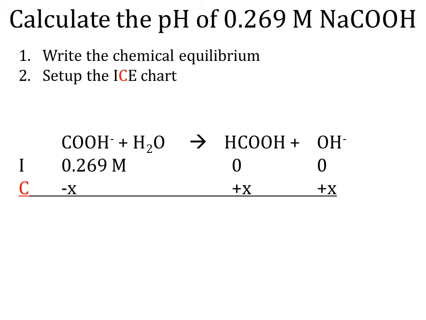In all of these examples of weak acids and bases, we have truly an equilibrium between the left side and the right side, but we are writing them with the arrow pointing to the right side to simplify the ice chart. Now on our equilibrium line, we have 0.269 minus x as our equilibrium concentration of formate, and x as our equilibrium concentration of formic acid, and x as our equilibrium concentration of hydroxide.